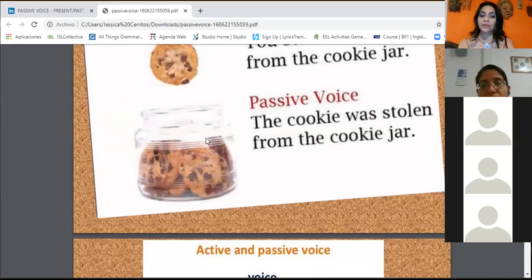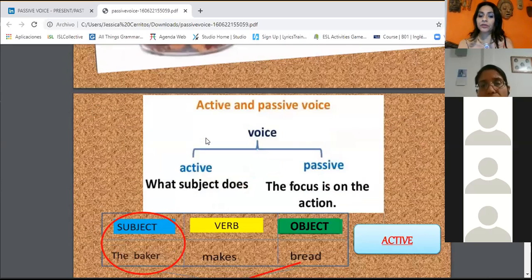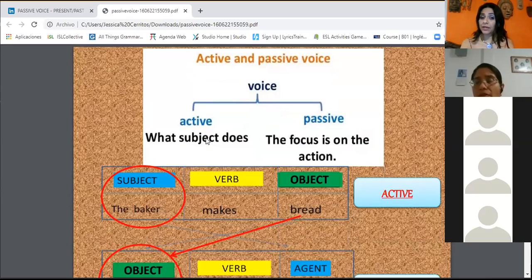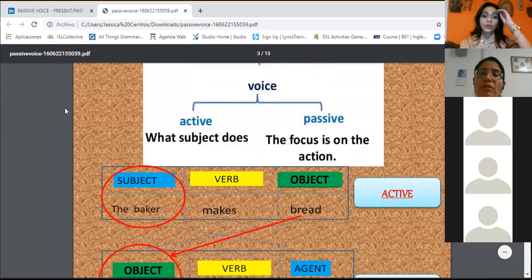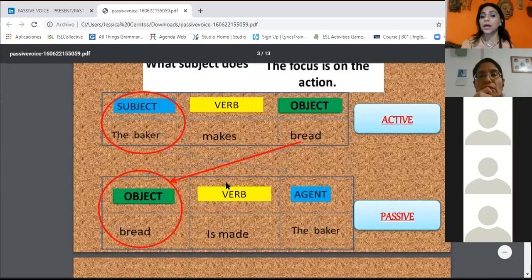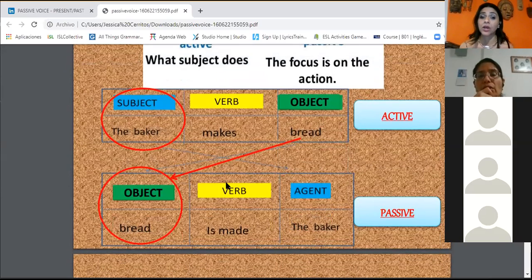Okay. Now, here we have, and this is important for you to know, active and passive voices, okay? So we say voice and it's active, what the subject does, and the passive is the focus is on the action, not on the doer, all right? So here we have the subject, the baker. The verb, makes. The object, bread. Active voice, simple present. Now, see what happens here when we switch it to passive? The object goes at the beginning of the sentence, so we say bread.